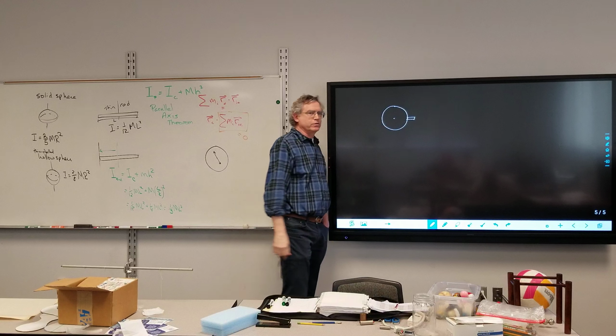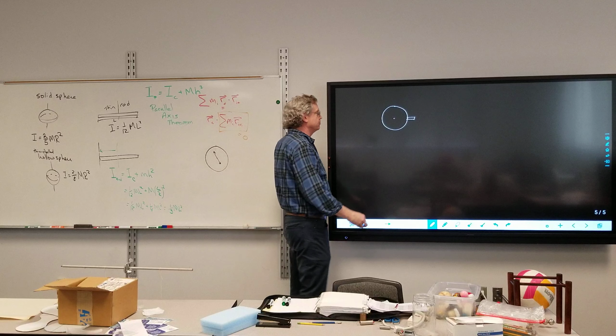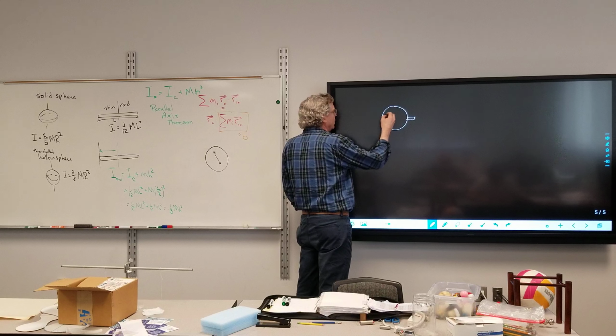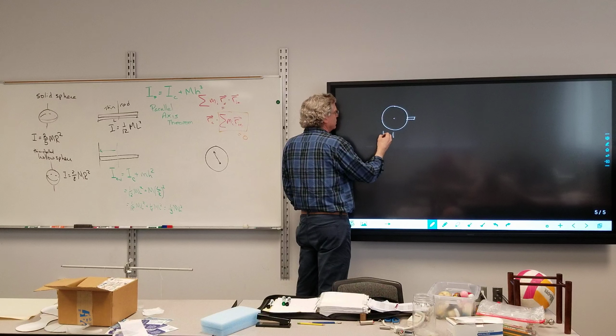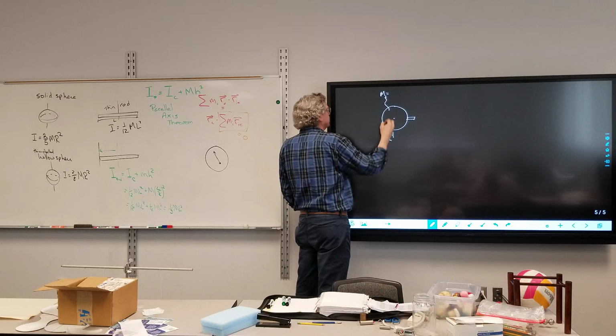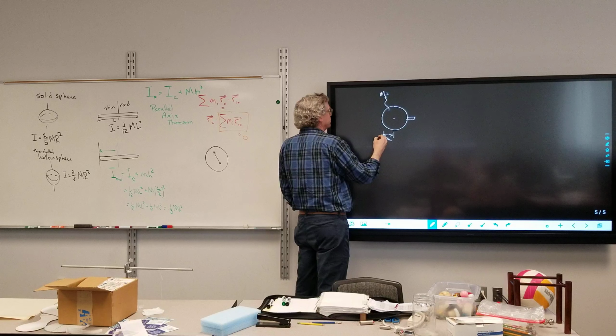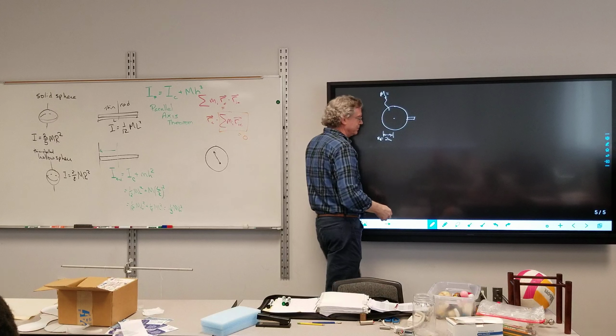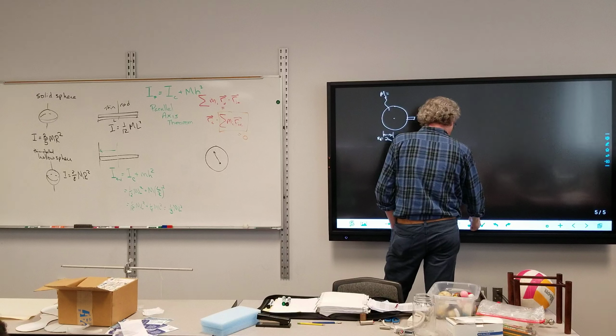I have a disk here spinning about its center. The radius of the disk, let's say it's 2 meters. The mass of the disk, put a little subscript D there. This is the radius of the disk.